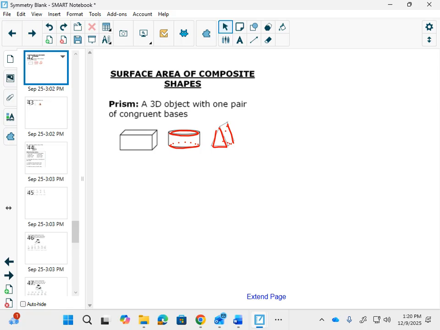Okay? And then these are called pyramids.